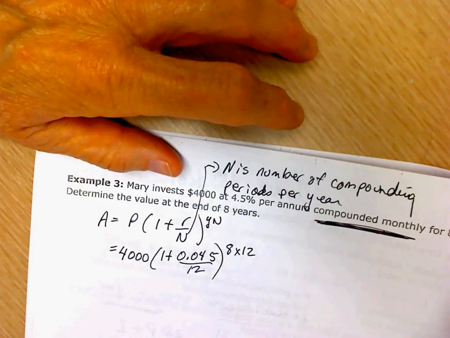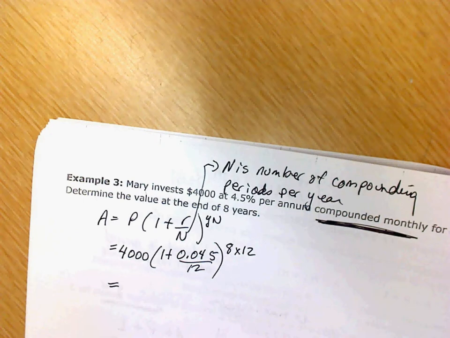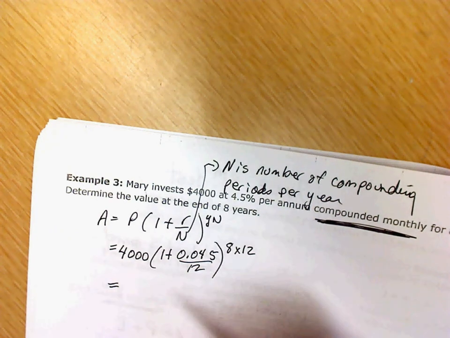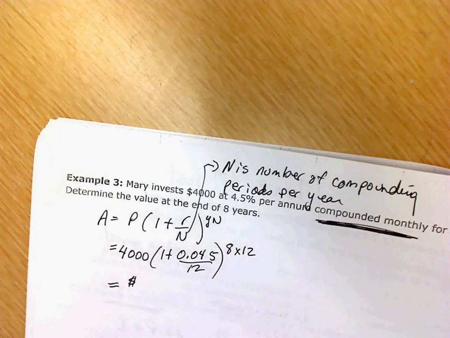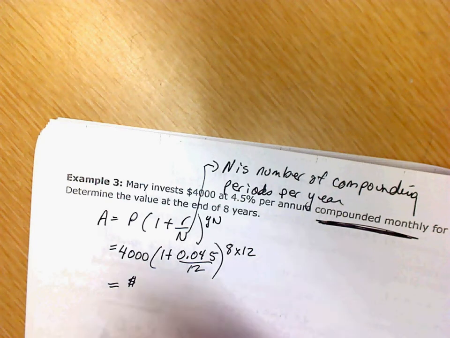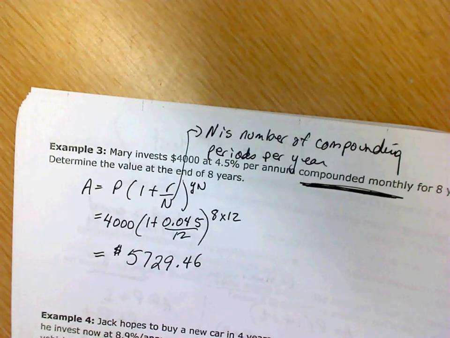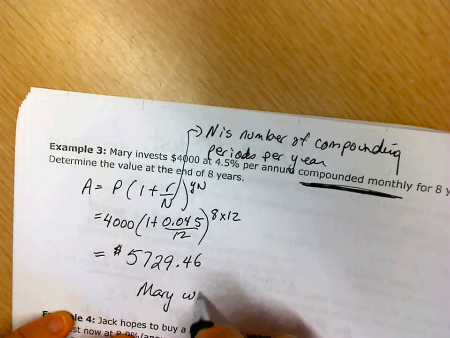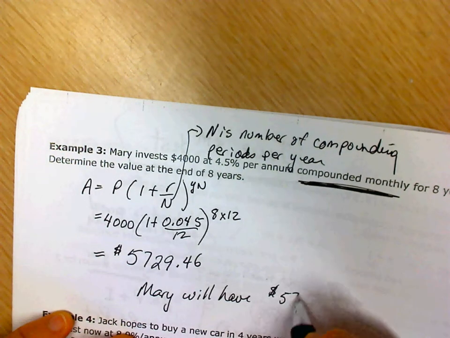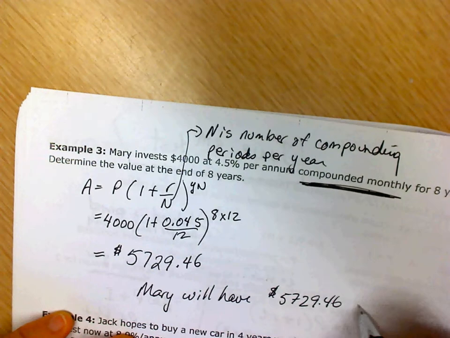So try this on your calculator. Make sure you're comfortable with it. $4,000 times open bracket 1 plus 0.045 divided by 12 close bracket to the exponent open bracket 8 times 12 close bracket, and I get 5729.46. Mary will have $5729.46 in 8 years.